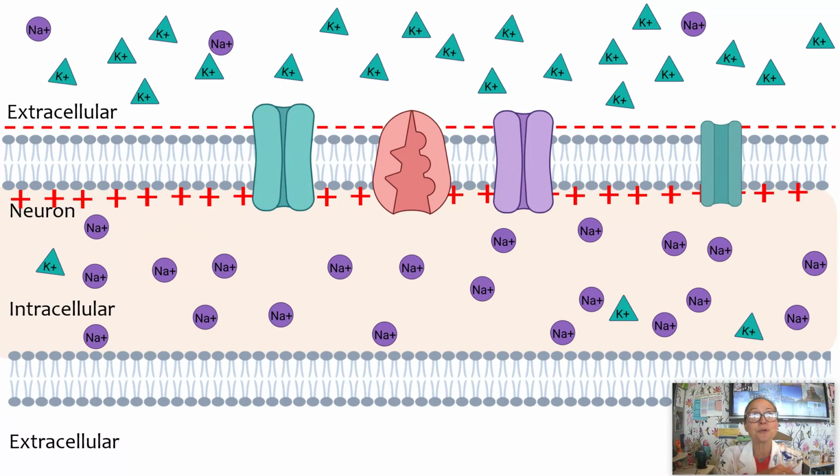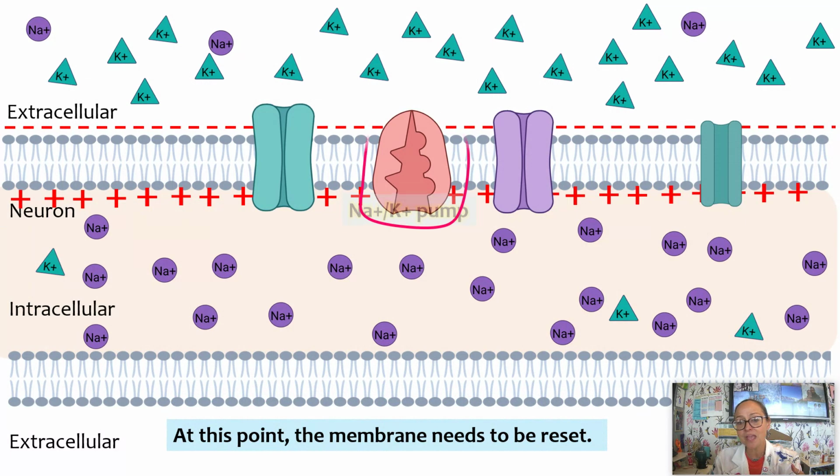However, to reset this membrane does require active transport. So I'm going to go over it now in this video because it relates to what I'm teaching. And then also in topic 2.8, we will revisit this again. We need to basically reset the membrane. So we're going to use what's called a sodium-potassium pump. And there's that word pump. That implies it's going to be active transport.